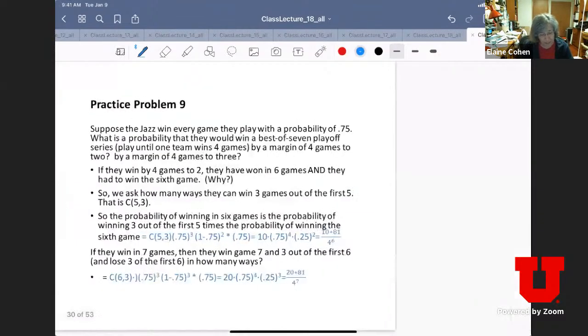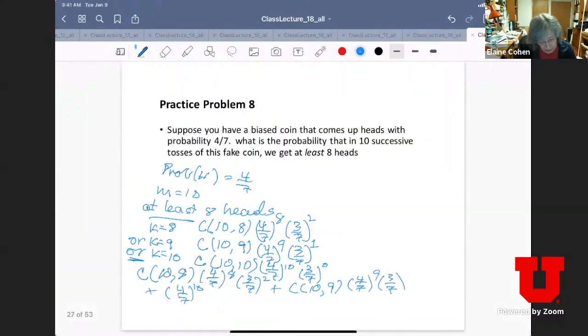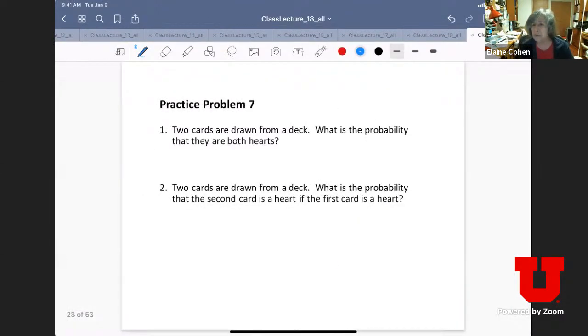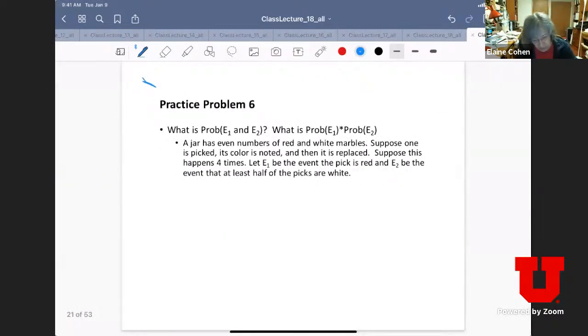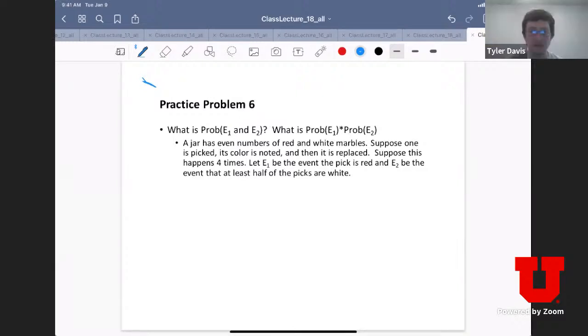Good. Now let's go back. Oops, we don't have time to go back. We'll do a review problem, and we'll do a couple of practice problems in between 6 and I think 9 or 8, whatever it was, next class. Are there any questions about anything we covered today? Bernoulli trials are fun. They come up all over the place.